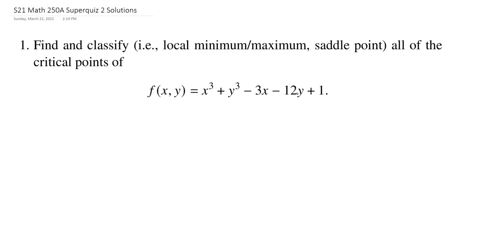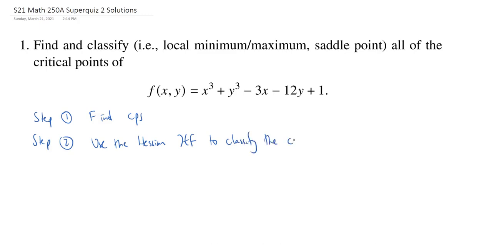So our goal here is basically to find the critical points and then use the second derivative test. This is our two-step process. Step one, find the critical points, and step two is use the second derivative test, which really means use the Hessian to evaluate or classify the critical points.